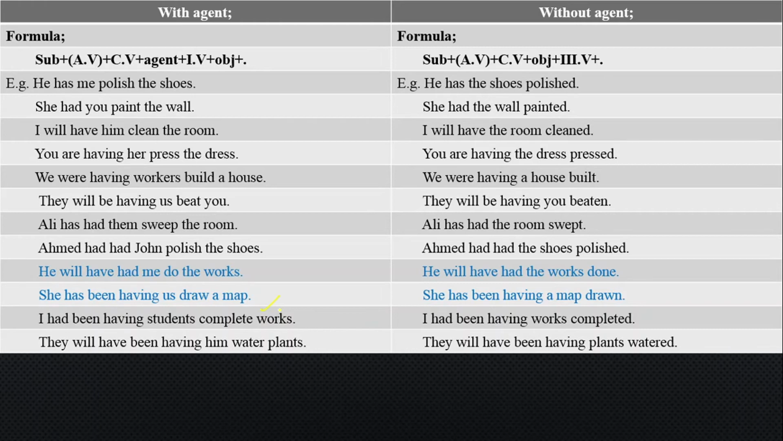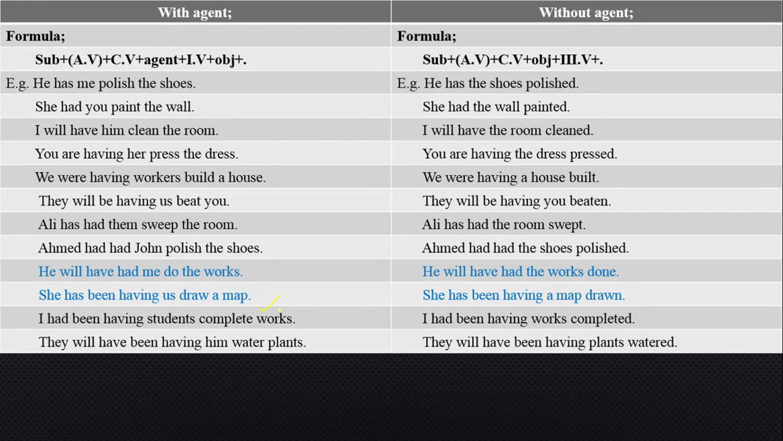Won't I be having students complete works? I had students complete works. I have had students complete works. I have not had students complete works. Have I had students complete works? Have I not had students complete works? Haven't I had students complete works?